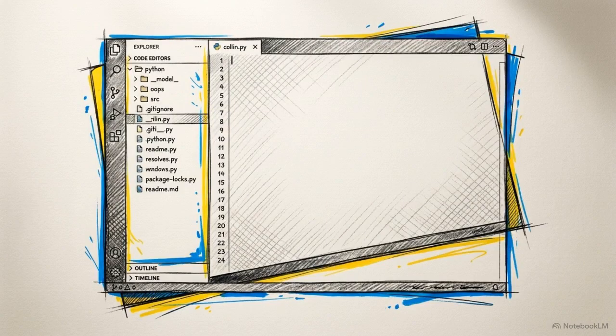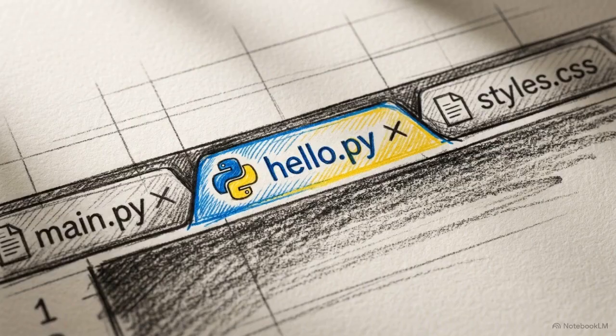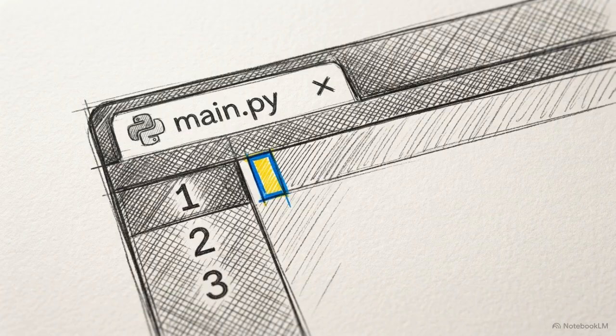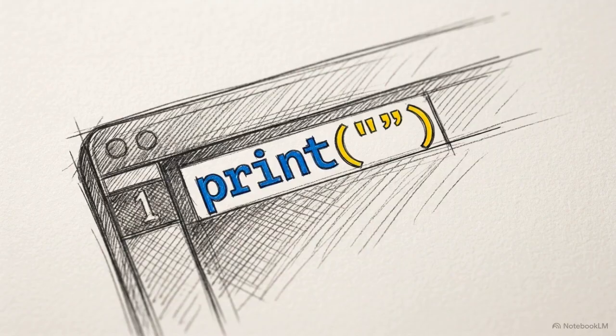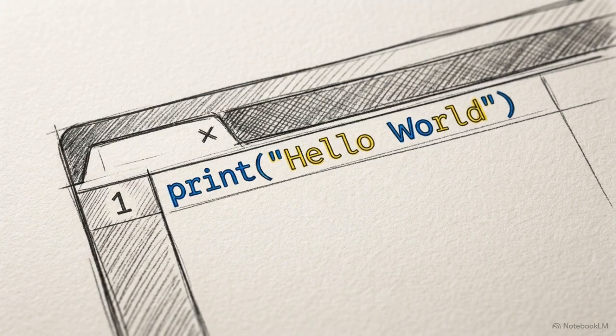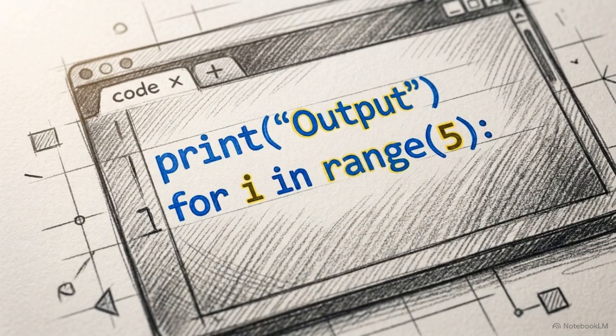Step 3. Open up your preferred code editor. Create a new file, and save it inside your project folder as hello.py. Let's test our output capabilities. On the first line, type print, open a set of parentheses, add quotation marks, and type hello world. Below that, we will add a basic for loop to test iterative control flow. Type for i in range 5.